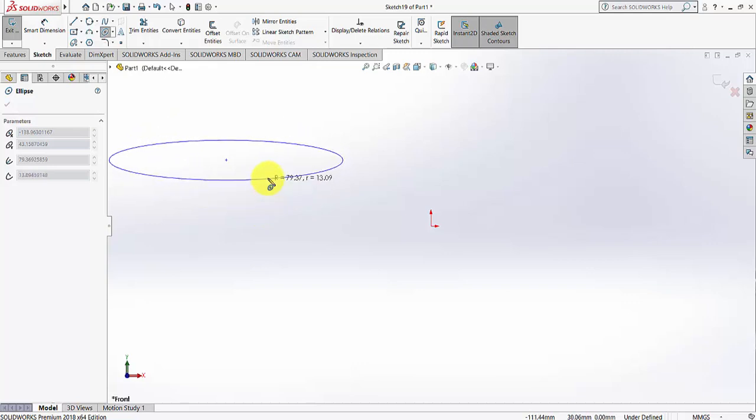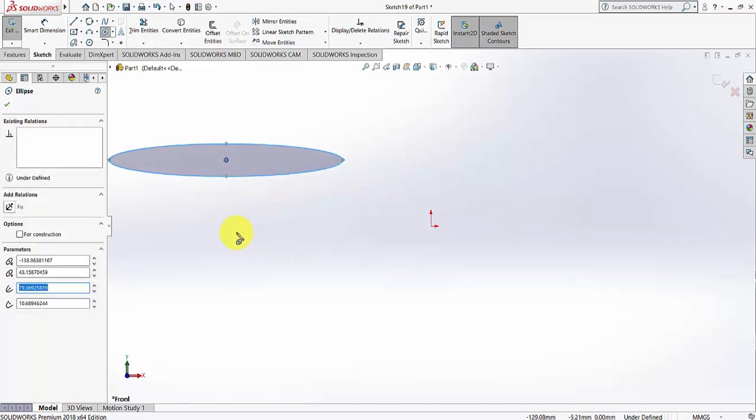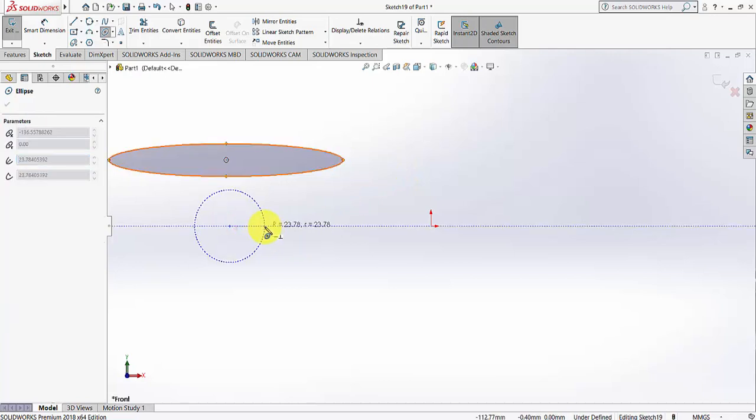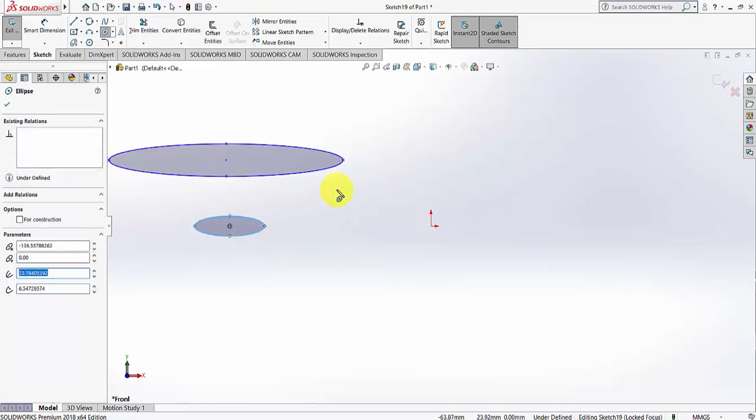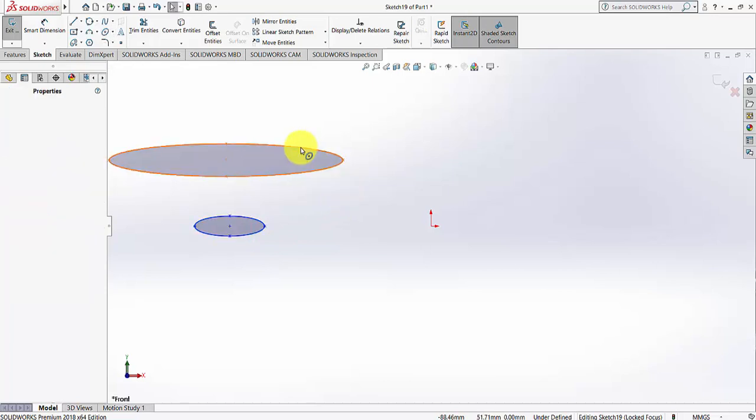There are 2 types of radius, the capital R and the small r. These 2 radii define the horizontal and the vertical radius of the ellipse. There are 2 radii involved in the ellipse.